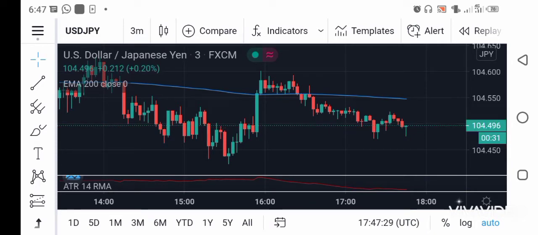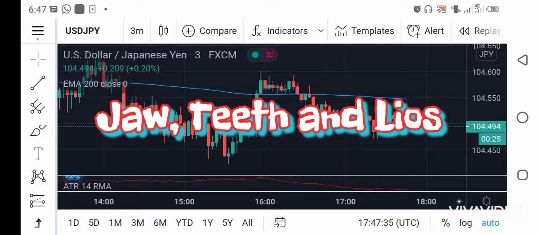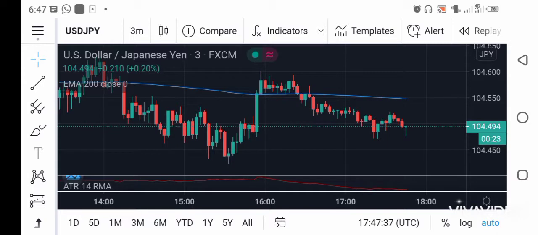The alligator indicator comes with three lines, kind of like three moving average lines, which are called the jaw, the teeth, and the lips. So let me show you guys what it looks like.